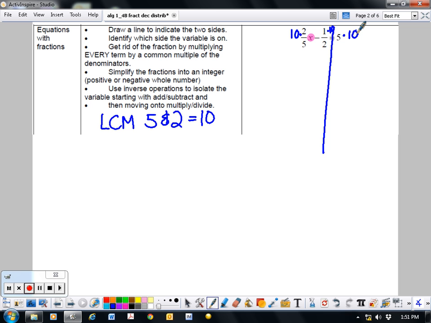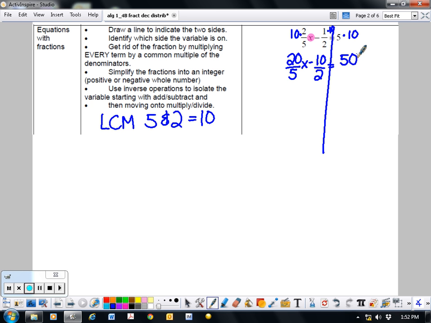Now you have multiple ways to simplify this. I'm going to go ahead and do the standard. I multiply the top number by 10, not the bottom number. So 10 times 2 gives me 20. That bottom number stays 5. I multiply the top number by 10: 1 times 10 is 10. I keep the bottom number the same.